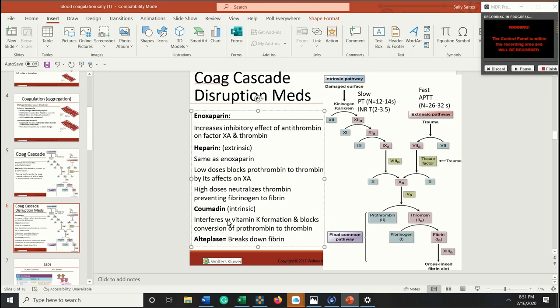So these do not break down a clot, the heparin and the Coumadin or the Lovenox. They help prevent the clot from becoming bigger so our body can work on dissolving the clot itself. Whereas alteplase, otherwise known as TPA, I've already mentioned TPA, it's in our body, actually breaks down the clot itself. It's a clot buster.